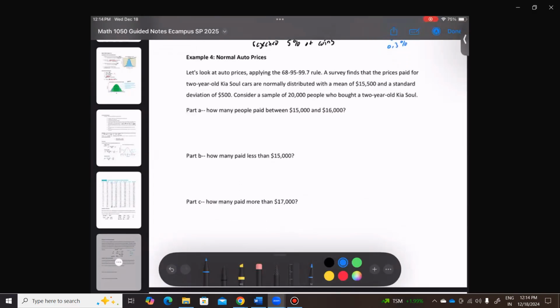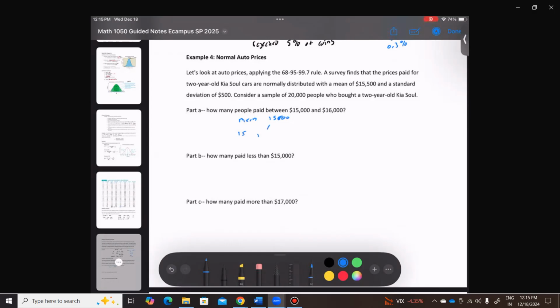So let's look at some auto prices. A survey finds that the prices paid for a 2-year-old Kia Soul are normally distributed with a mean of 15,500 and a standard deviation of 500. Consider a sample of 20,000 people who bought a 2-year-old Kia Soul. Alright, so how many people paid between 15,000 and 16,000? Well, the mean is 15,500, so this is 1 standard deviation away.